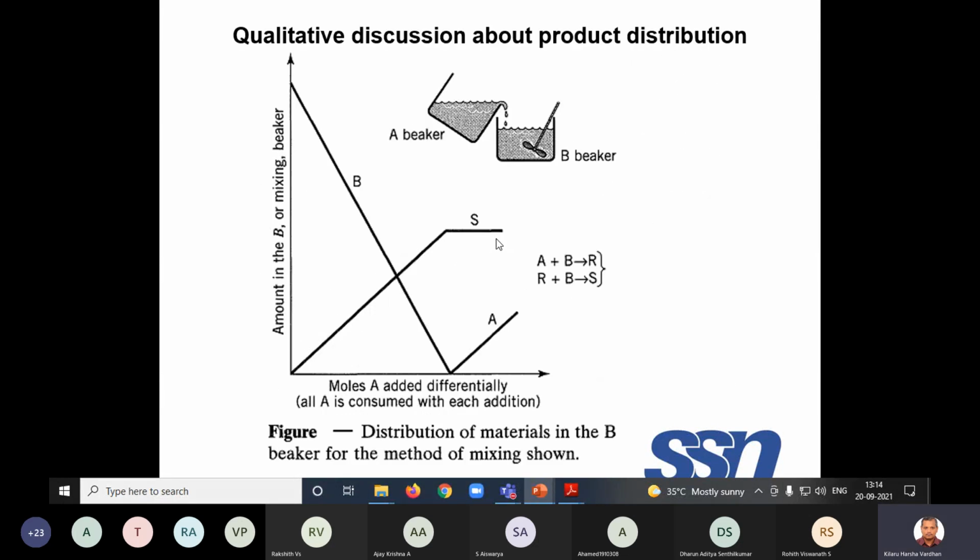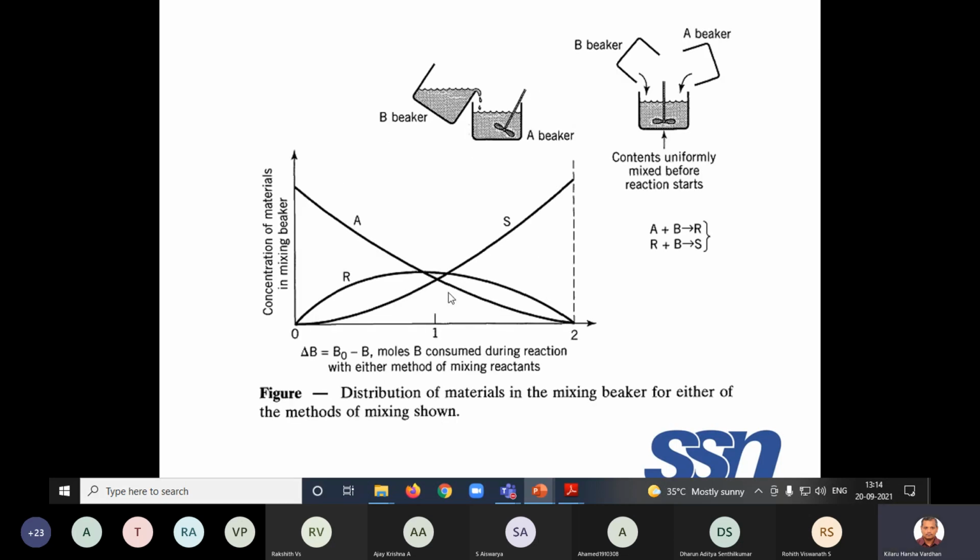What is the difference between these two? Why is there no R maximum here? Whereas you get a maximum of R here when B is added differentially, or when A and B are added together, both will come the same. What could have been the reason why R will have a maximum?